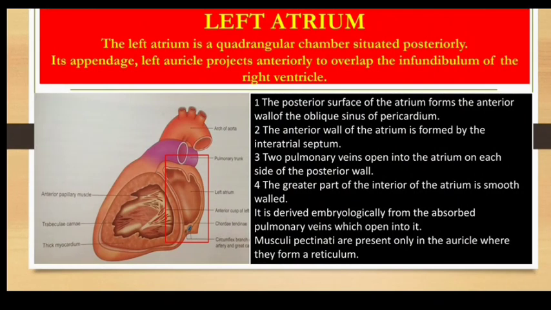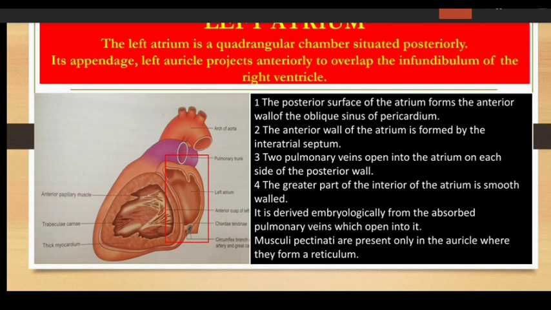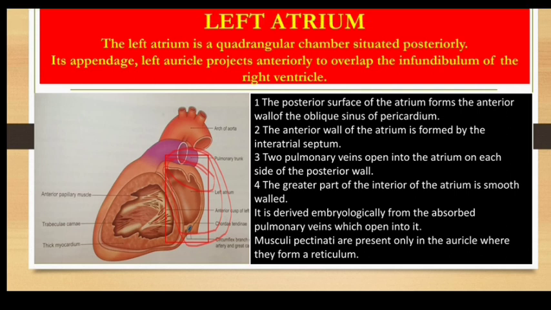Now the left atrium. It is quadrangular in shape. This portion is known as the left atrium, right? And this appendage is known as the left auricle, and it is overlapped by the infundibulum of the right ventricle, right? The posterior surface of the atrium forms the anterior wall of the oblique sinus of the pericardium.